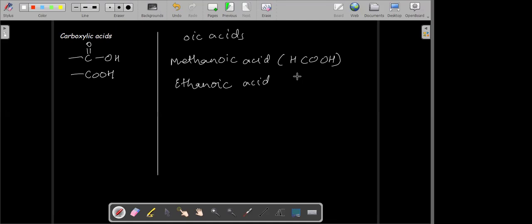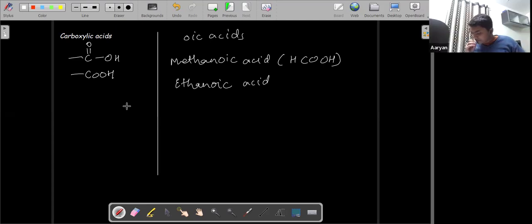HCOOH is the methanoic acid. And the structure will be the same, just attaching H over here. Right. Now draw for ethanoic acid also. Yeah, draw for ethanoic acid. Sir, drawn. Completed. All right.